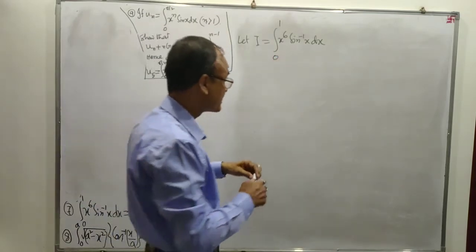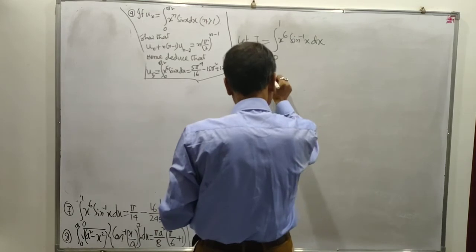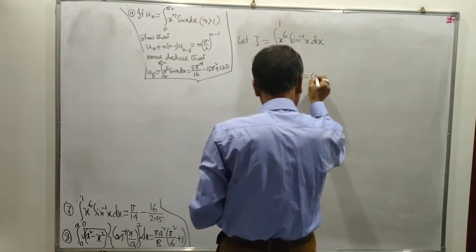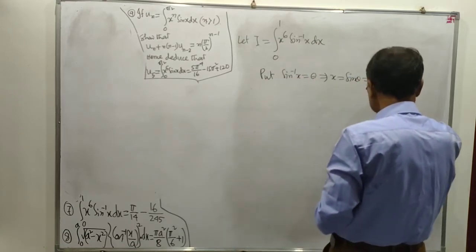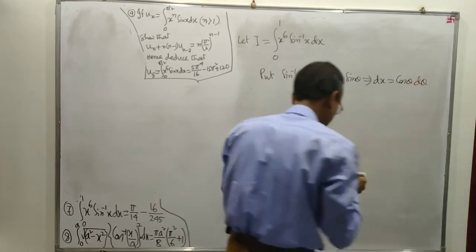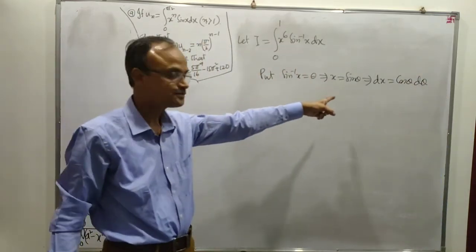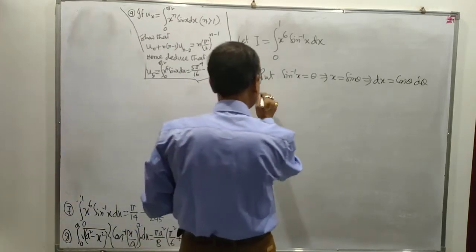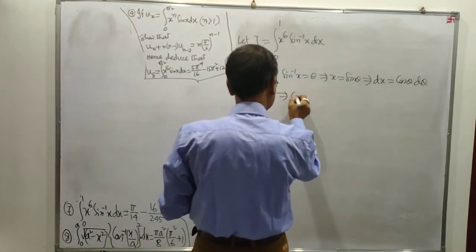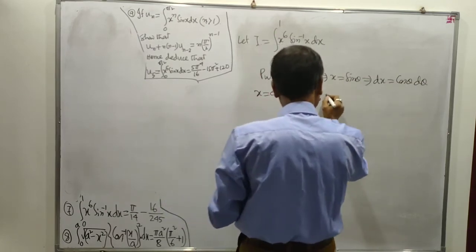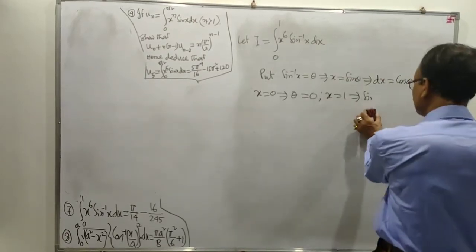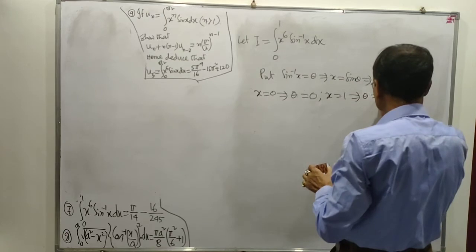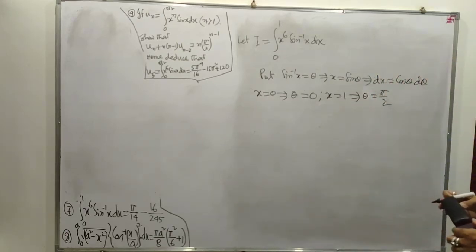Now put sin inverse x equal to theta. This means x equal to sin theta, which means dx equal to cos theta d theta. x equal to 0 implies theta equal to 0. x equal to 1 implies theta equal to pi by 2.